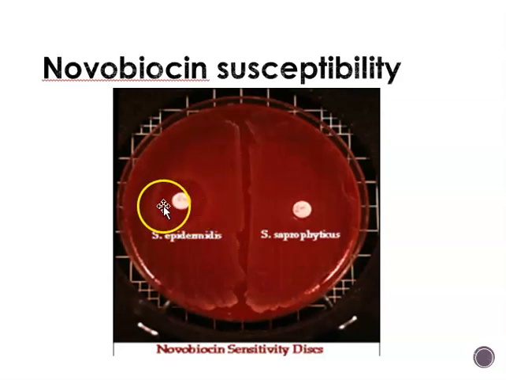If you see that, it's called a zone of no growth. If you see that zone of no growth around the disc, that means that the antibiotic in the disc was effective at killing the organism. So the organism is not growing within that zone. Versus on the right-hand side here, Staph saprophyticus is resistant to novobiocin. So it will grow up to the disc, so you do not see that zone of no growth, and that's how we differentiate.